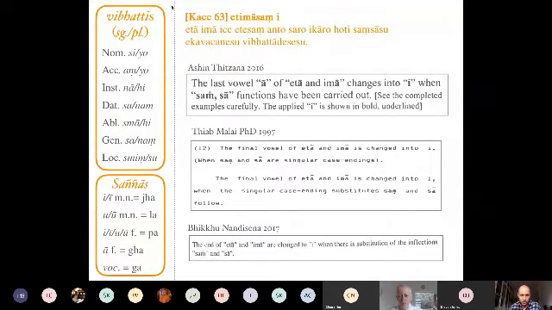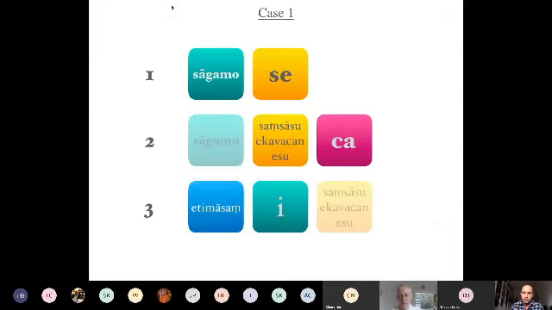Finally, Nandisena's version, again simply giving one translation that applies to the sutta or the buddhi: the end of eta and ima, or the ending vowels of eta and ima, are changed to I when there is substitution of the inflections sam and sa. Okay, it's quite complicated.